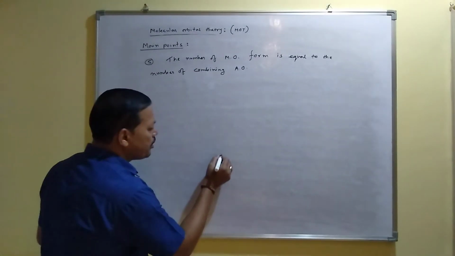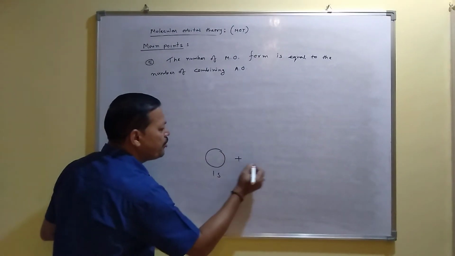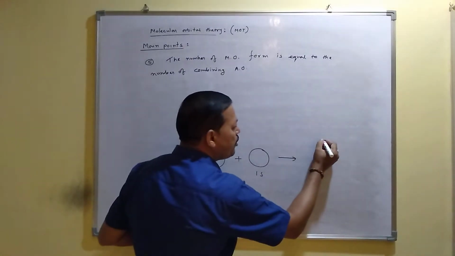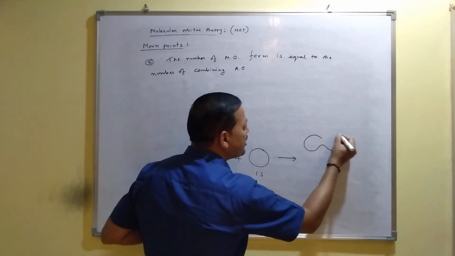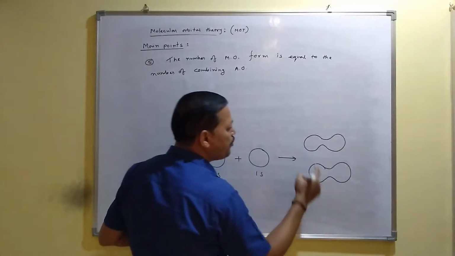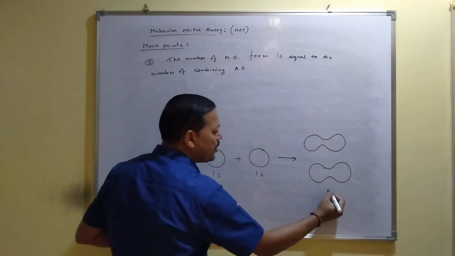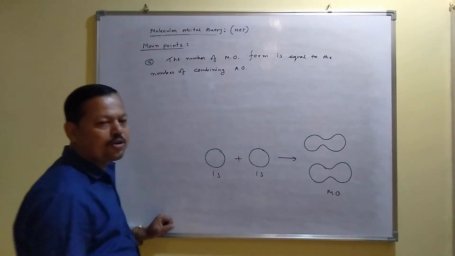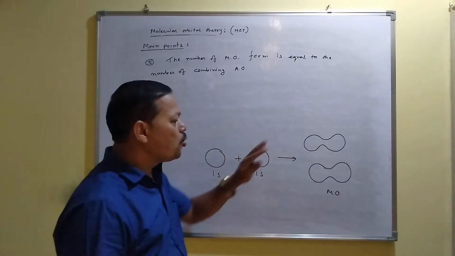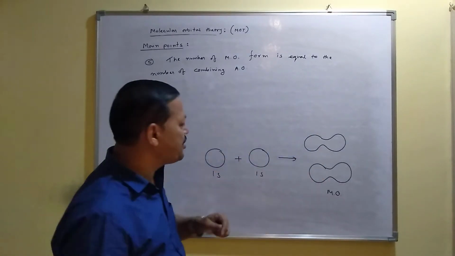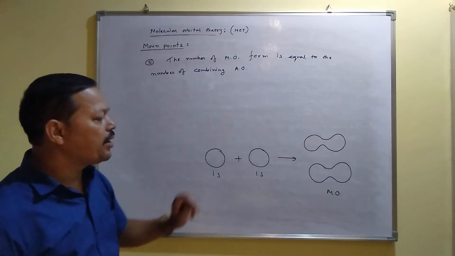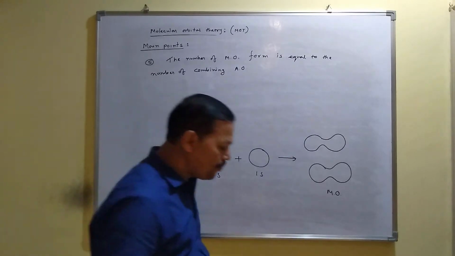For example, 1s, when combined with another 1s, after overlapping, it will form two molecular orbitals like this. This is one molecular orbital, this is another molecular orbital. I mean, the number of molecular orbitals formed is equal to the number of combining atomic orbitals. Why it produces two molecular orbitals you will get later, but you should know first that when two atomic orbitals combine, they produce two molecular orbitals.